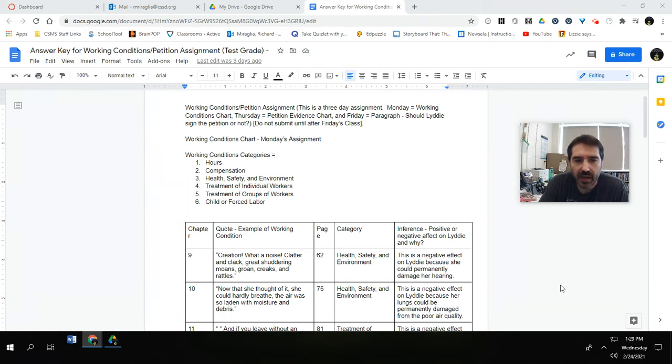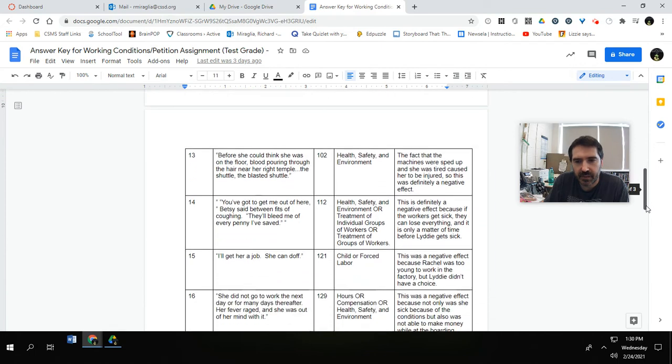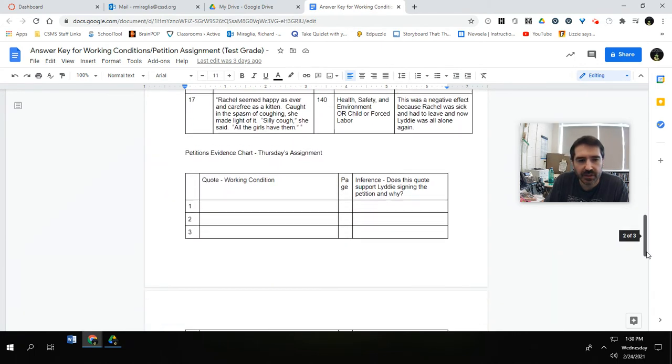Today, we are going to work on the petition evidence chart, and you really need to have Monday's chart done to do today's work. It's going to be so much easier if you do. And then tomorrow we're going to write a paragraph: should Liddy sign the petition or not? And again, if you have Monday's chart done and today's chart done, when you come to class tomorrow and work on tomorrow's work, it's going to be that much easier. Now, if we quickly scroll down, you can see that I have my chart completed.